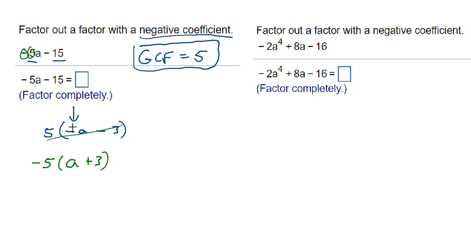And so the effect that factoring out a negative sign has is it changes the sign of the terms left over inside the parentheses. This -A ends up becoming a +A.